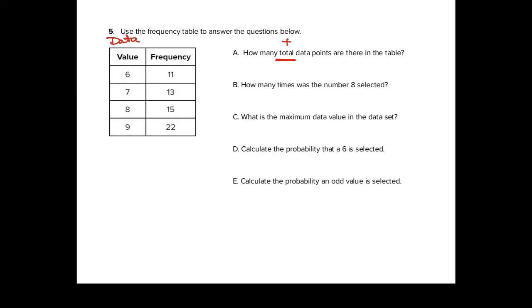How many different data points do we have? No, it is 4. It is 6, 7, 8, and 9, which is 4. Okay, that's your data.